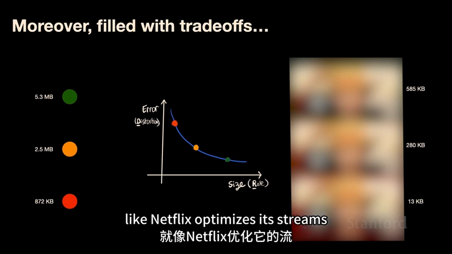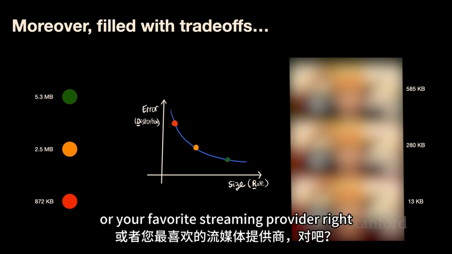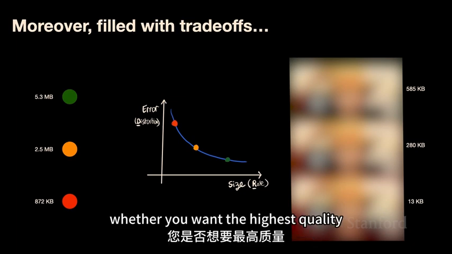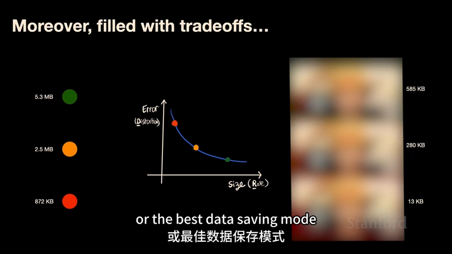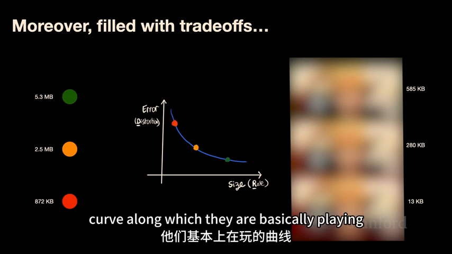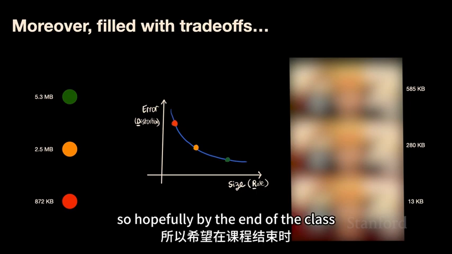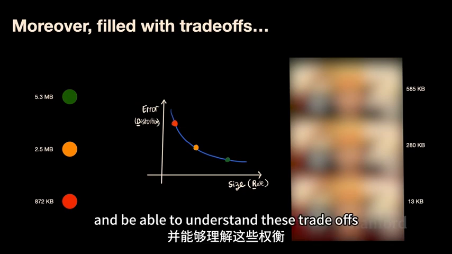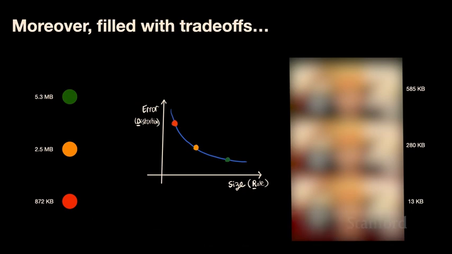Like Netflix optimizes its stream so that you can get the best quality, or your favorite streaming provider, right? Same with Spotify. If you look at Spotify settings, you would see whether you want the highest quality or the best data saving mode. This is the curve along which they are basically playing. So hopefully, by the end of the class, you can appreciate all these things better technically and be able to understand these trade-offs more intricately.